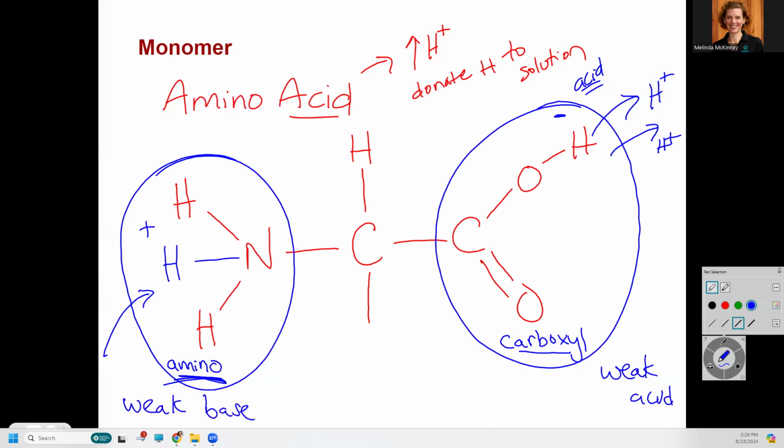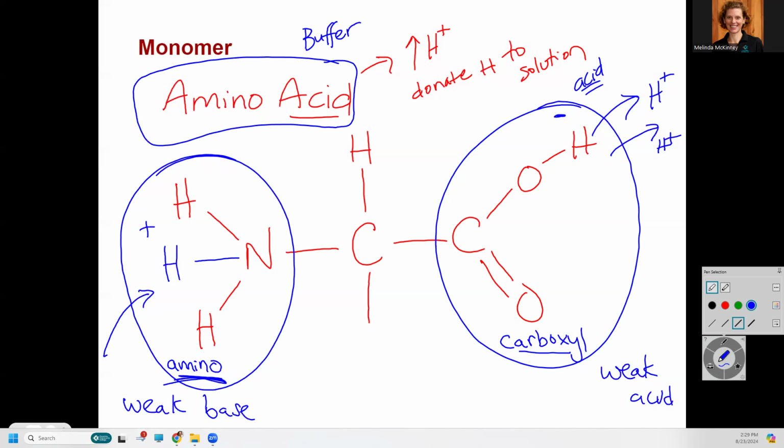And so that means that itself, the amino acid will act as a buffer. So all proteins act as a buffer in an organism, and it's one of the primary buffering systems that keep an organism from becoming too acidic or too basic.